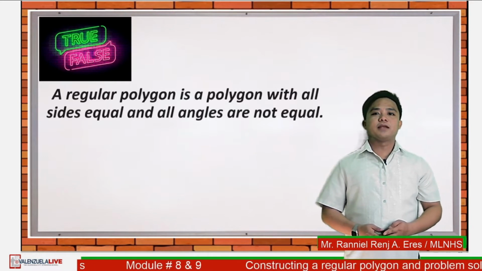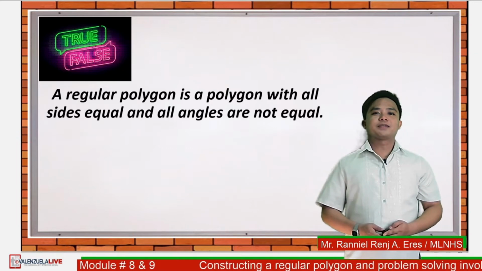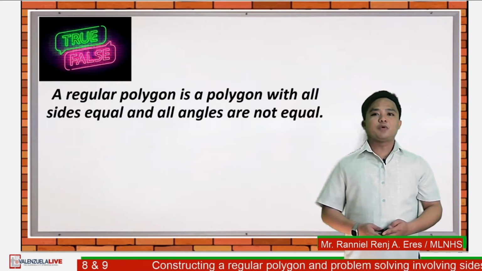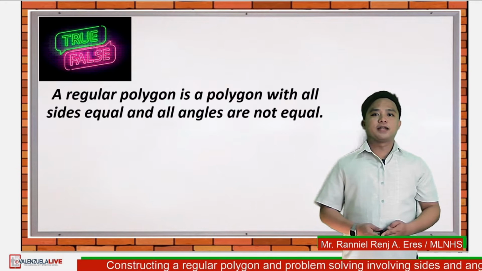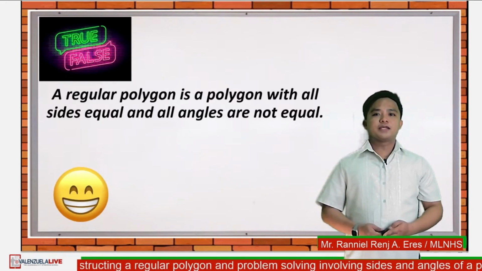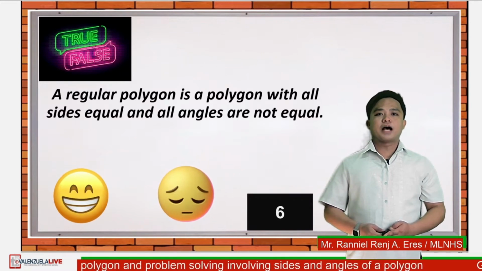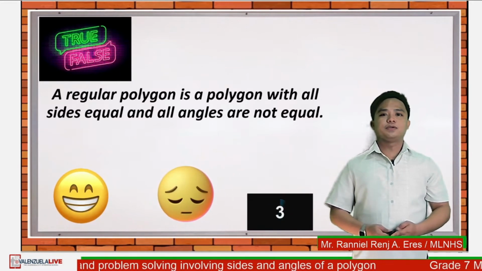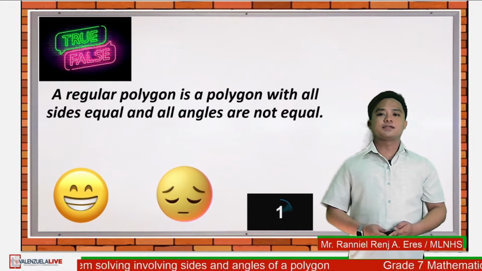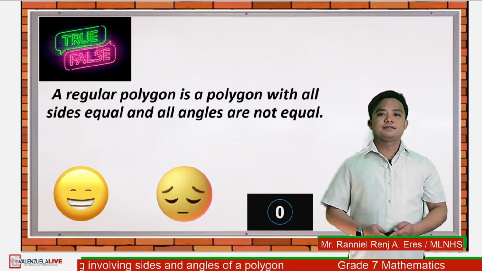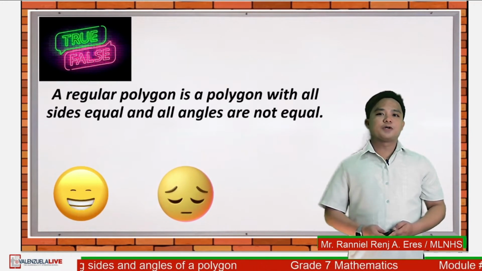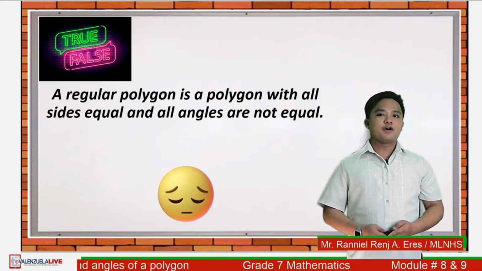For the first statement, a regular polygon is a polygon with all sides equal and all angles are not equal. Your 5 seconds starts now. Again, comment a happy face if your answer is true and sad face if false. Okay, time's up. So the correct answer is false.